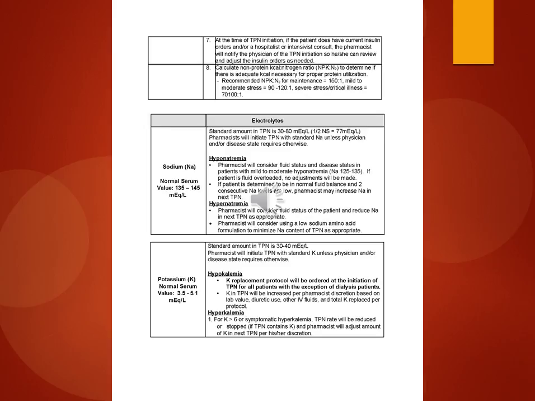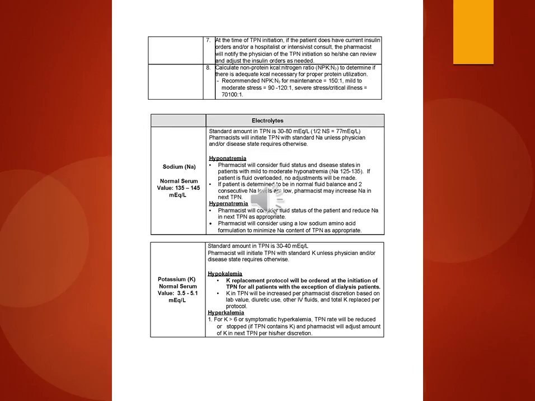If patient is determined to be in normal fluid balance and 2 consecutive Na levels are low, pharmacist may increase Na in next TPN. Hypernatremia: pharmacist will consider fluid status of the patient and reduce Na in next TPN as appropriate. Pharmacist will consider using a low sodium amino acid formulation to minimize Na content of TPN as appropriate.